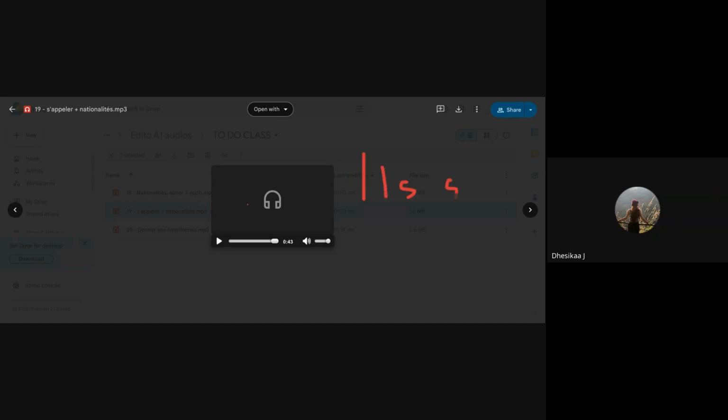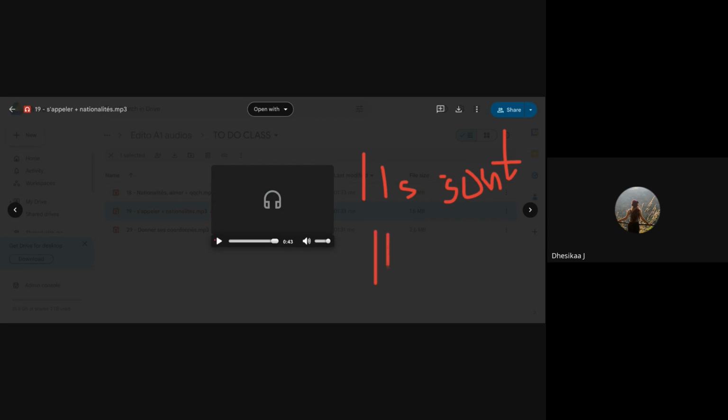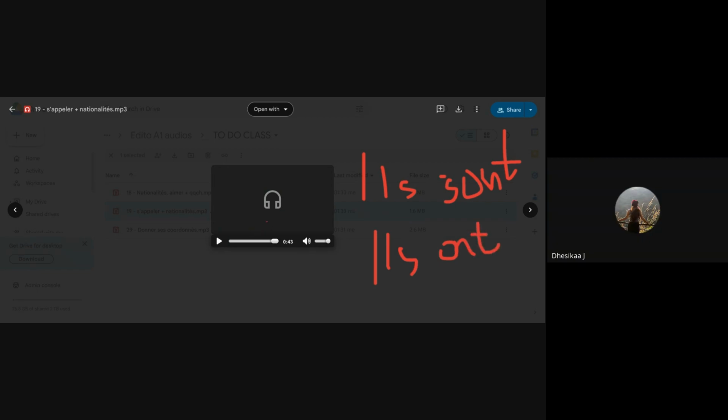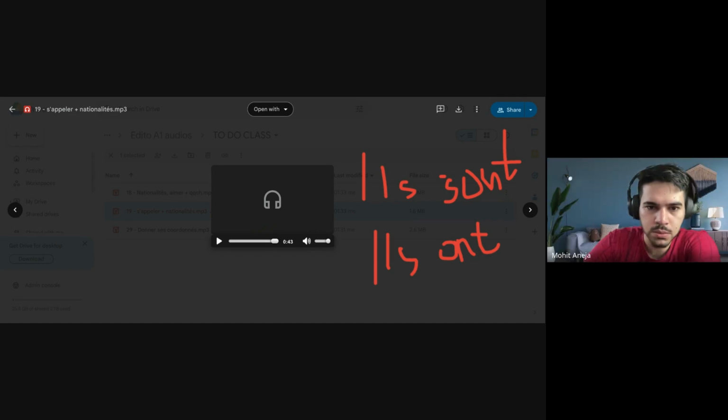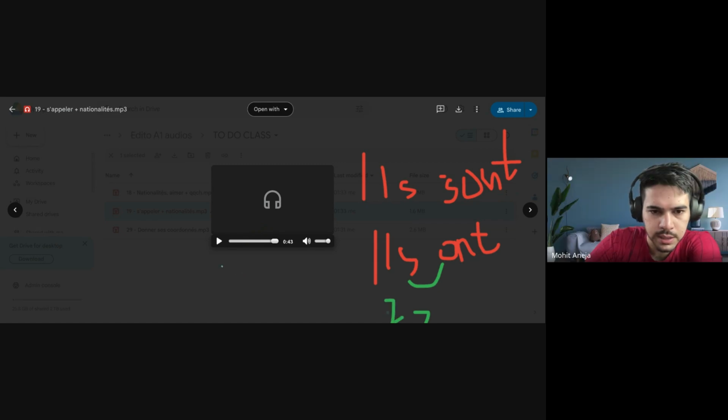Ils sont is pronounced as it is, like with S. And in the second sentence, there is a vowel followed by S, so we are pronouncing it ils ont. So this S here is pronounced as Z. Zon. And this one is pronounced as S.